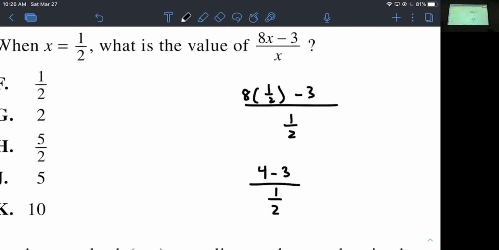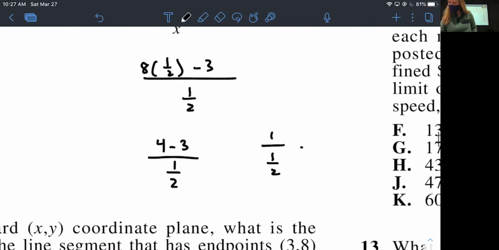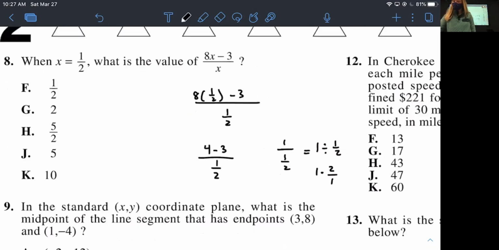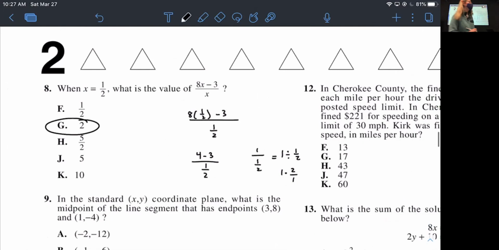In order of operations, if you have a fraction, you have to simplify the numerator and simplify the denominator. 4 minus 3 would be 1. So it's going to be 1 divided by a half. You can do 1 divided by 0.5 on your calculator. Or if you divide by a fraction, you're multiplying by its reciprocal. So 1 divided by a half is the same thing as 1 times the reciprocal, which just ends up being 2. Questions on that guy?